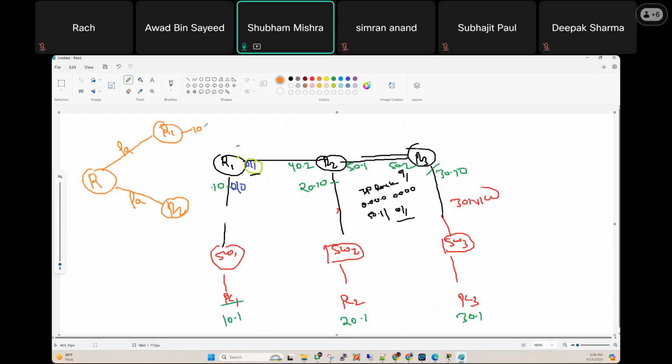Here is, let's suppose, the 10 network. Here is also, let's suppose, the 10 network. On all the routers, we are running OSPF. Now tell me, will this router prefer the 10 network via R1 or via R2? What will be your answer?